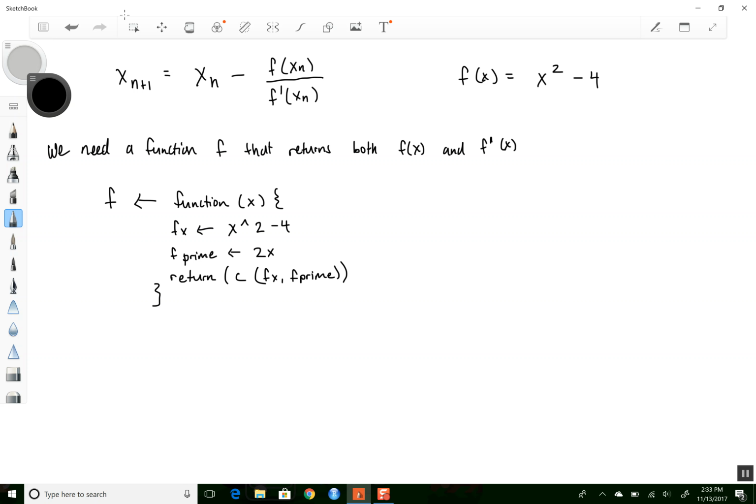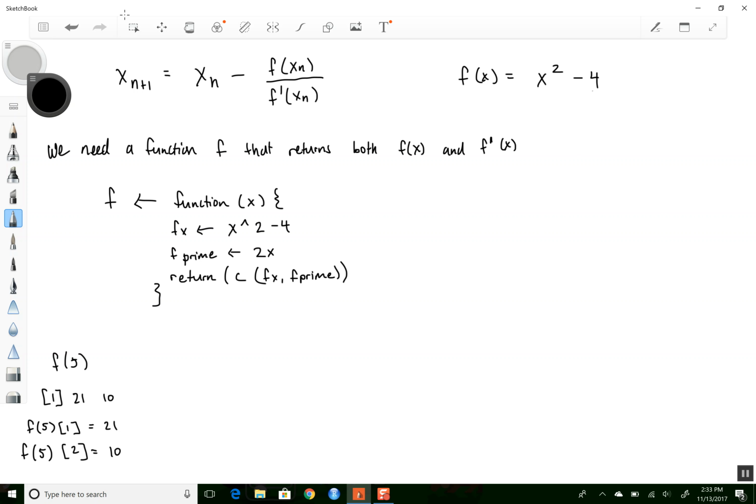There you go. Therefore, if we plug in 5 for f, the answer here will be 25 minus 4, 21, and then 10, right? So f of 5 at index 1 will be 21, and f of 5 at index 2 will be 10. I don't know off the top of my head.